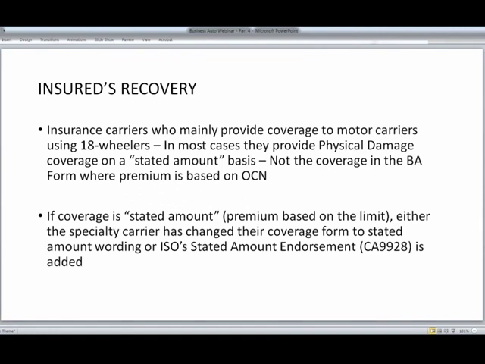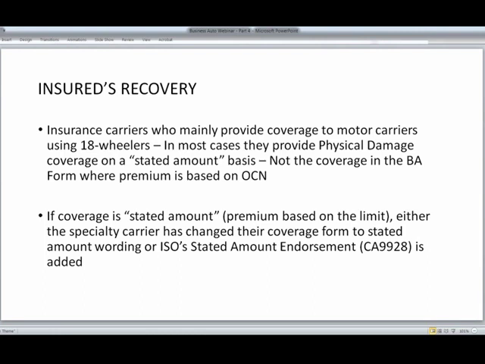In this program we're dealing with here, for 18-wheelers, in most cases the insurance carriers provide physical damage coverage only on a stated amount basis, meaning a limit of the policy. Not the coverage in the standard business auto form where premium is based on original cost new. If coverage is a stated amount, premium is based on the limit. Either the carrier has changed their coverage form wording to stated amount wording, or they add ISO stated amount endorsement CA 99 28.